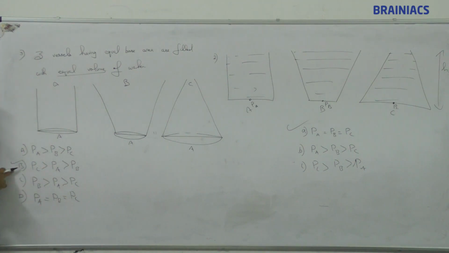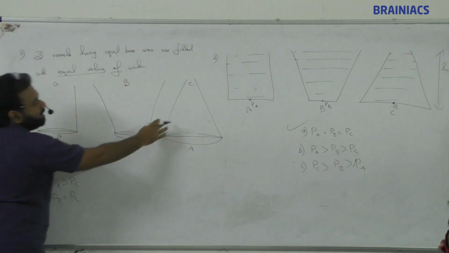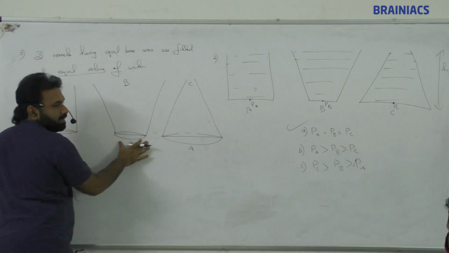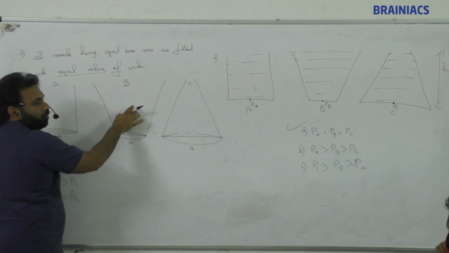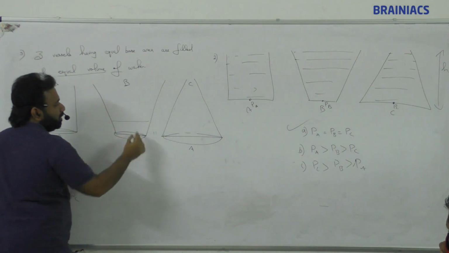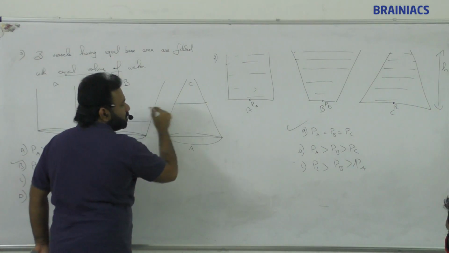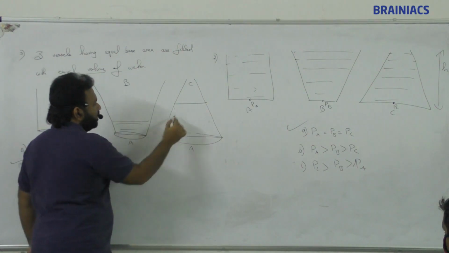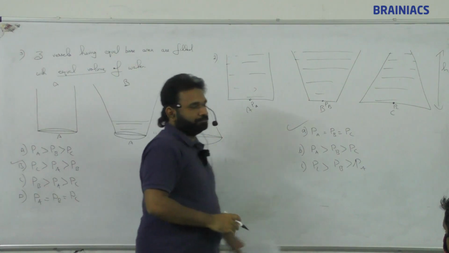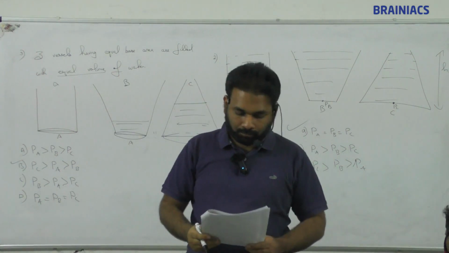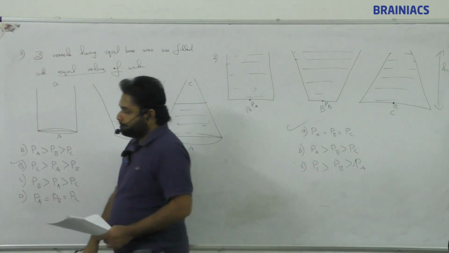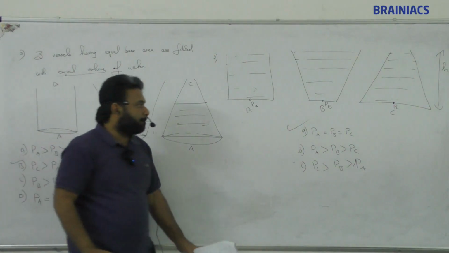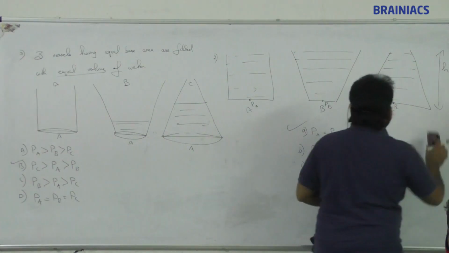You see how, which one? Pressure in C will be more because same base area. Here this volume is increasing, so this will occupy more water. So here whatever height, this is going to be almost level. Correct? Fine. Next question.